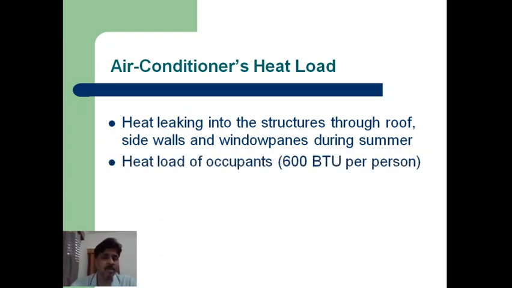The second and most important heat load is the heat load of individual persons. Each human body is calculated as giving a heat load of up to 600 BTU per person. So we have to consider how many people the space is going to accommodate. We must do our calculations with the maximum number of people that can be accommodated in that space, and multiply that by 600 BTU per person.